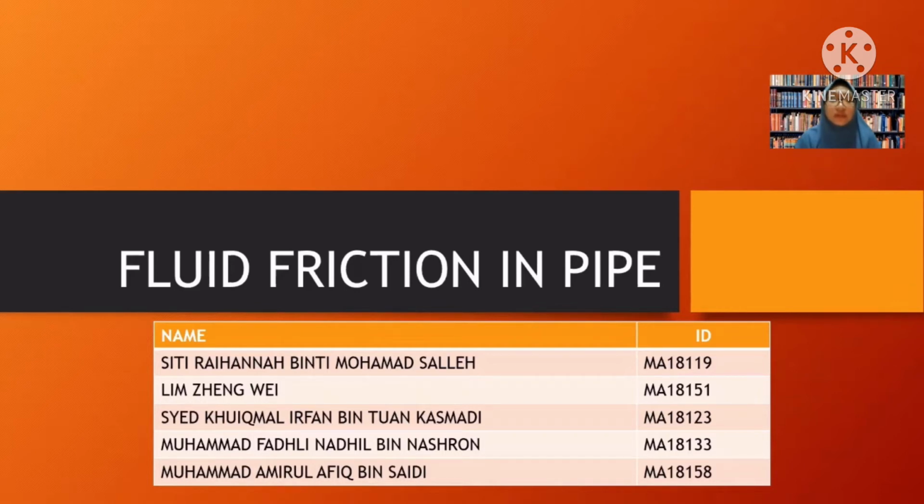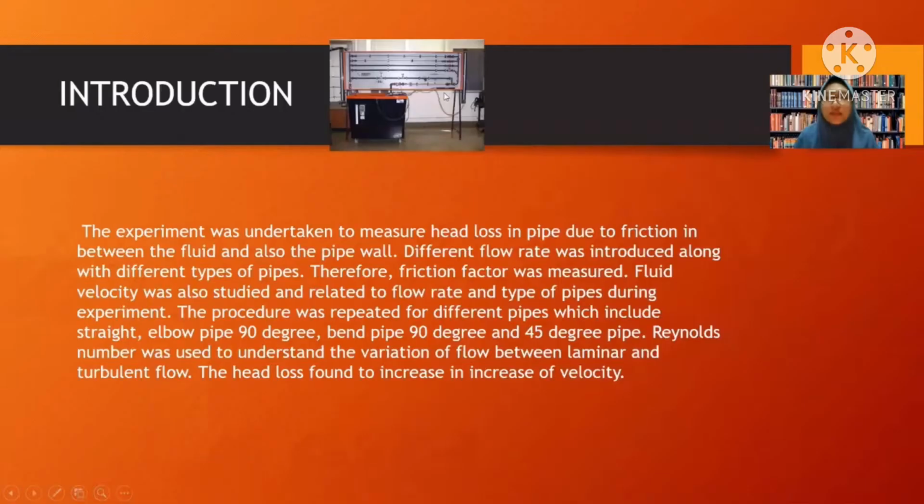As for today, we're going to present our experiment, which is the fluid friction in pipe. As for the introduction, the experiment was undertaken to measure the head loss in pipe due to the friction in between the fluid and also the wall of the pipe. Different flow rates were introduced along with different types of pipes. Therefore, friction factor was measured. Fluid velocity was also studied and related to flow rate and also the type of pipe during the experiment.